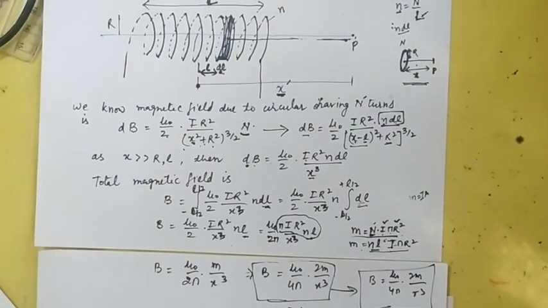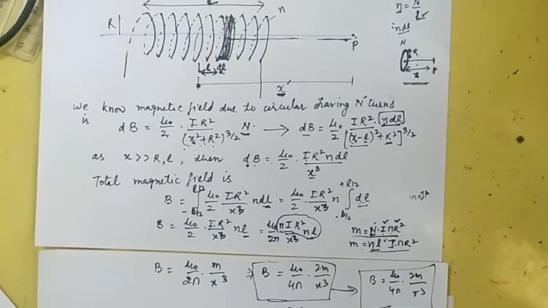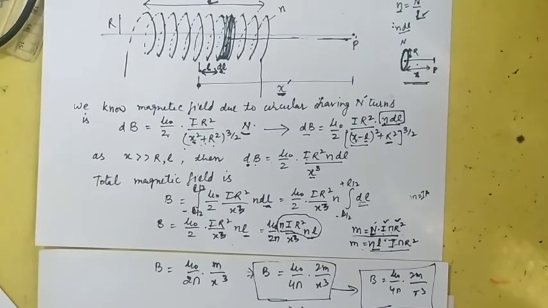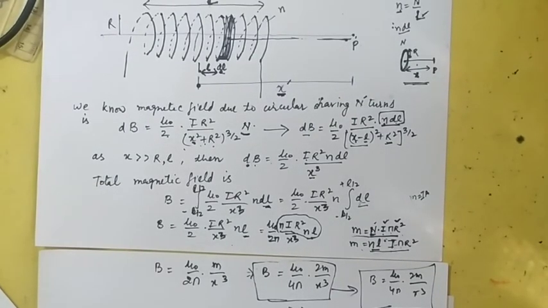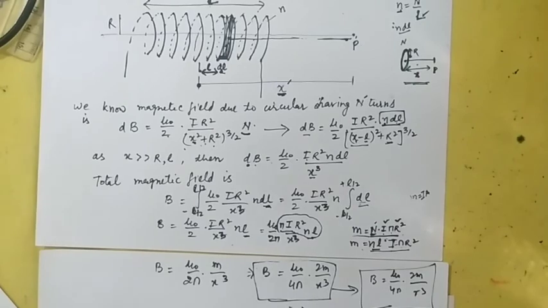One of the main advantages of replacing this bar magnet with the solenoid is that with the help of the solenoid I can change the magnetic field by changing the current. But a bar magnet is a fixed one, it has a fixed magnetic field. So this is the main advantage of the solenoid.